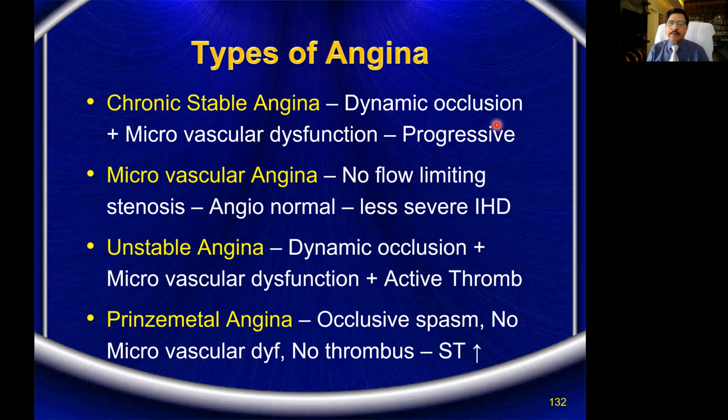Prinzmetal angina is an occlusive vasospasm of the coronary blood vessels. No microvascular dysfunction, no thrombosis. ST segment is grossly elevated, but returns to normal within no time. Enzymes are normal. Treatment is to relieve the spasm, not doing any procedures or thrombolysis or anything. Okay, let us see.